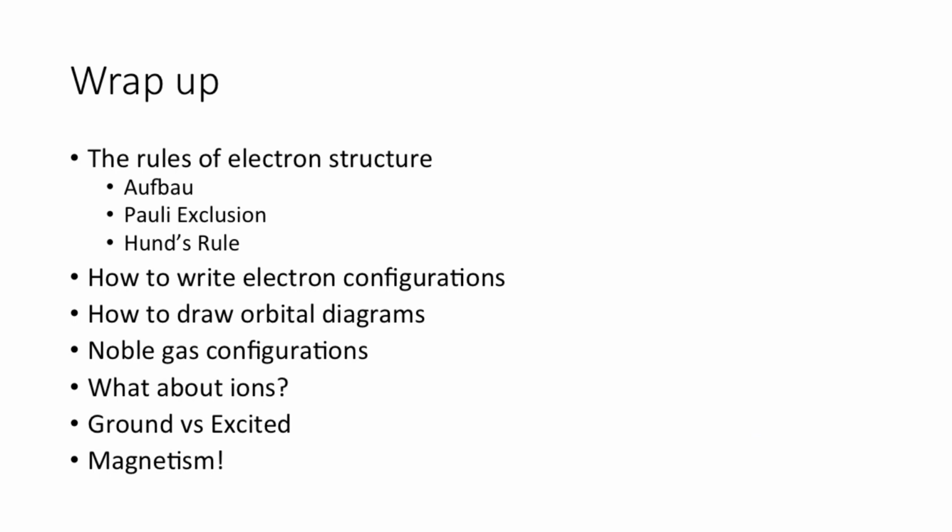So that wraps up this video. Let's do a quick recap. We started by discussing the three major rules of electron structure, followed by a tutorial on writing electron configurations and drawing orbital diagrams. We then abbreviated the electron configurations using noble gas configurations and discussed how to diagram ions. Finally, we discussed ground state versus excited state electrons and how electron configurations are related to magnetism.